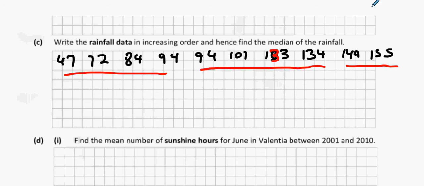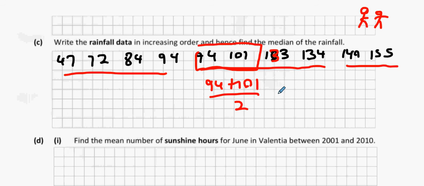10 means the middle two. Who are the middle two? 94 and 101. Yeah, 94 and 101. And we need to get the average. So what's 94 plus 101 divided by 2? 97.5? Okay.